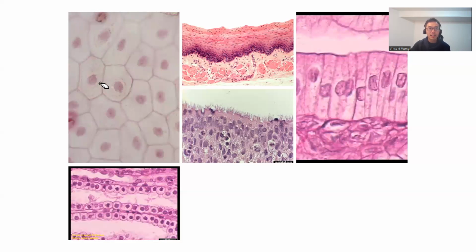Okay, so this one looks like a sunny side up egg, right? And it's a single layer, so it's simple squamous. Simple squamous. Best for diffusion, best for osmosis, found in the airway, as well as blood vessels.